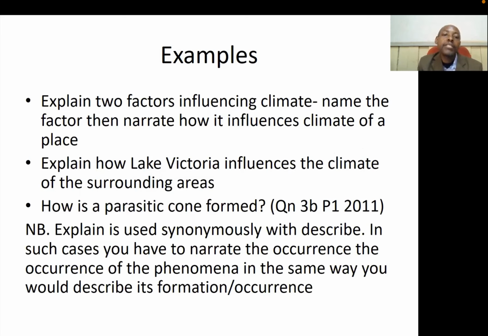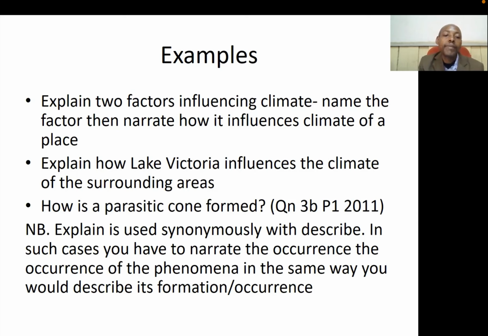Explain, for instance, explain 2 factors influencing climate. So you are required to name the factor, then narrate how it influences climate of a place. Another example, explain how Lake Victoria influences the climate of the surrounding areas. How is a parasitic cone formed? So this one goes straight to use the term how. This requires you to explain in detail. This was in question 3B, paper 1, 2011.